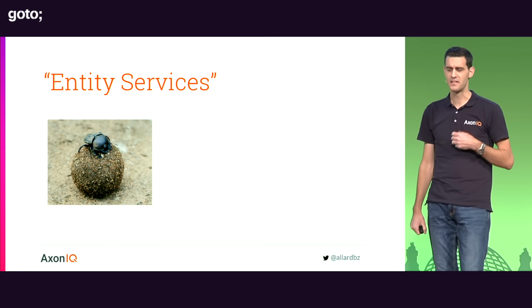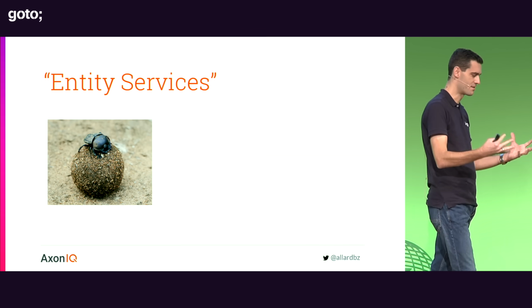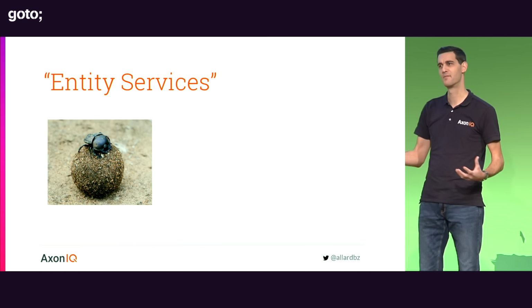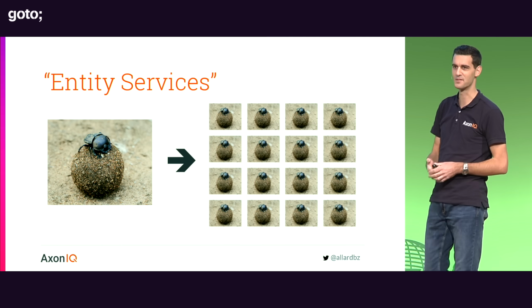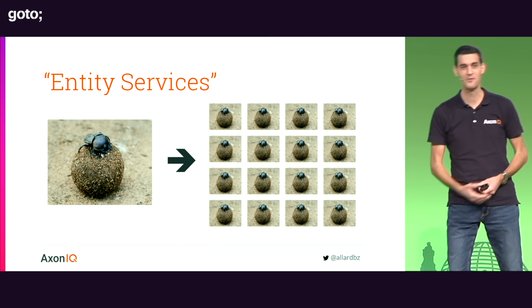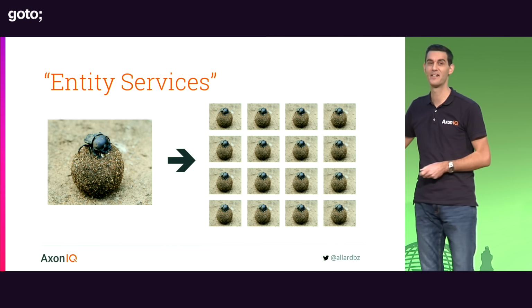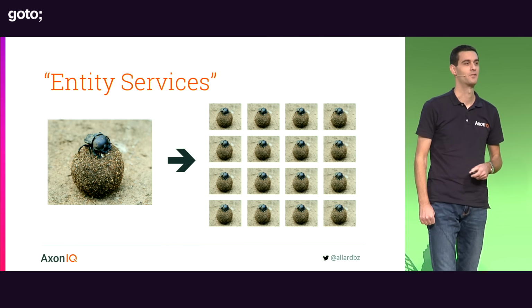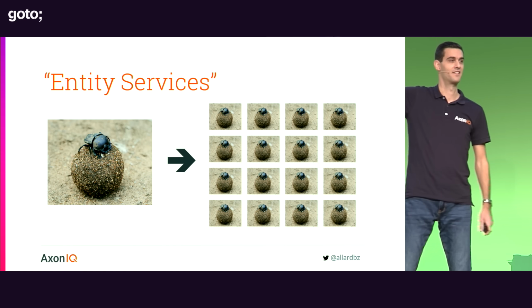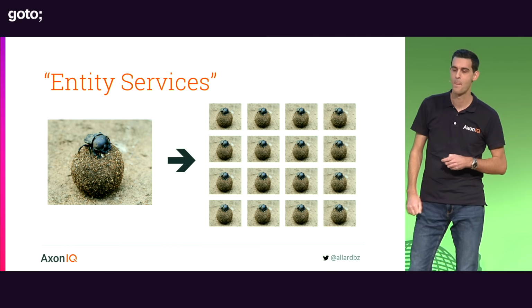So with entity services, instead of ending up with this big ball of mud, and I'm afraid this is a diagram that you've seen multiple times already, you end up with a distributed big ball of mud. Well, is that going to make you any happier than the first situation? To be honest, I'd prefer the left situation over the right one.